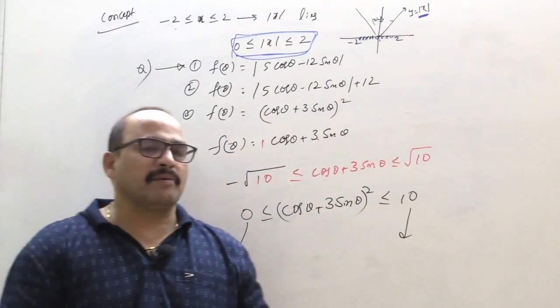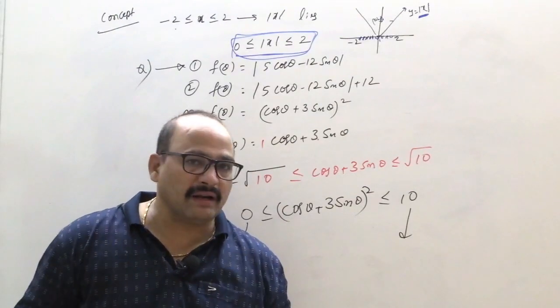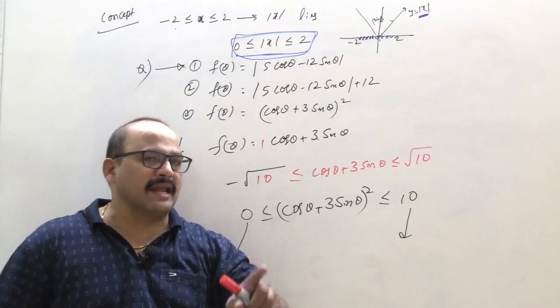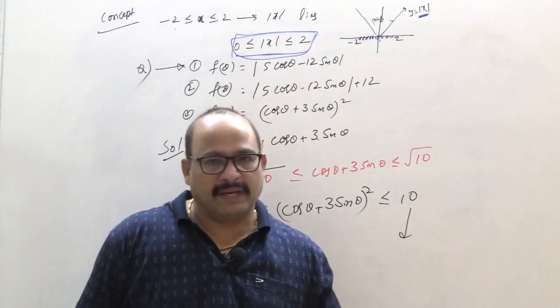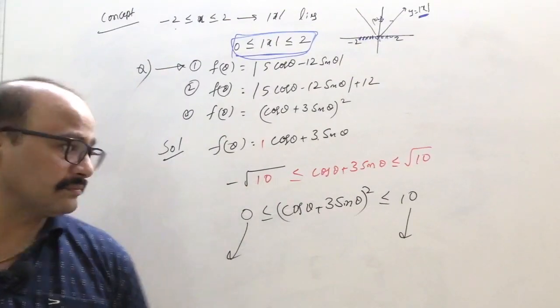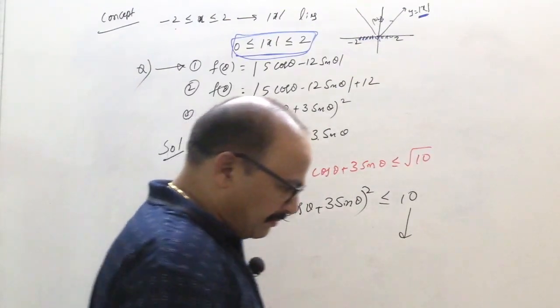All of these are JEE Mains level, not board level. Okay. When mod is there, be careful. Mod is there, square is there, the negative part never comes. Okay. Right. Shall I rub, students?